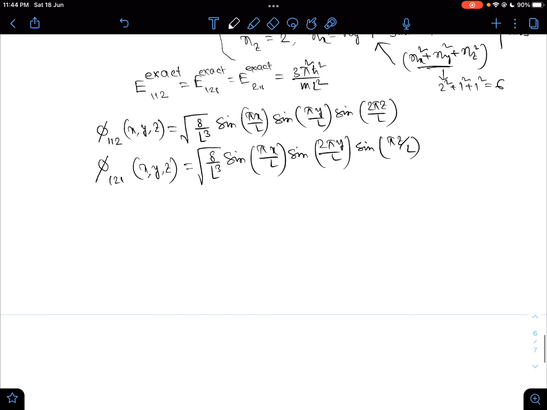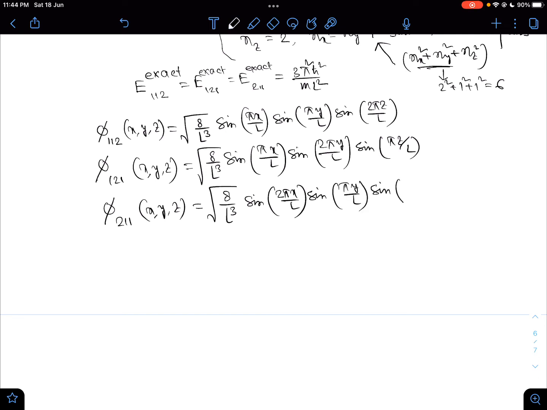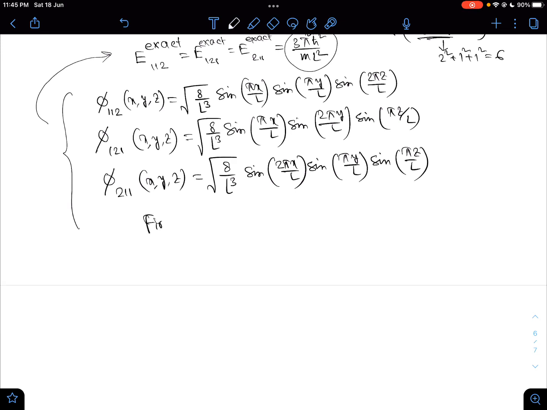And what will be the third one? The third one will be 211. And what will be the corresponding eigenfunction? The eigenfunction will be sine 2 pi x by L, sine pi y by L, sine pi z by L. So these three wave functions have the same energy value, which is this. So our first excited state is threefold degenerate.